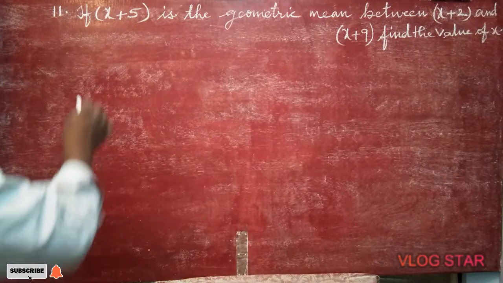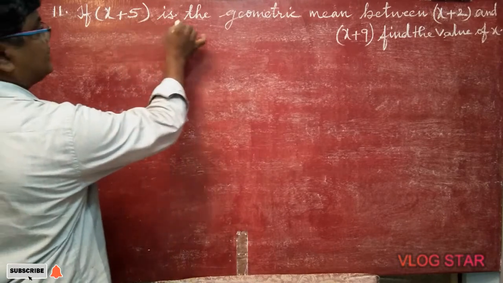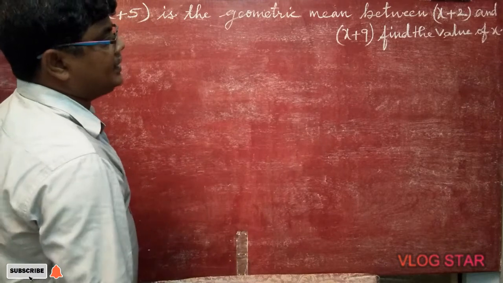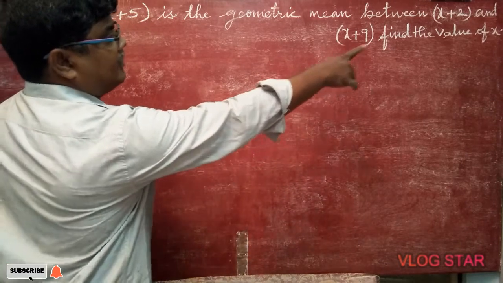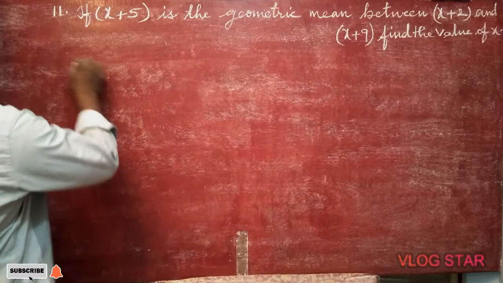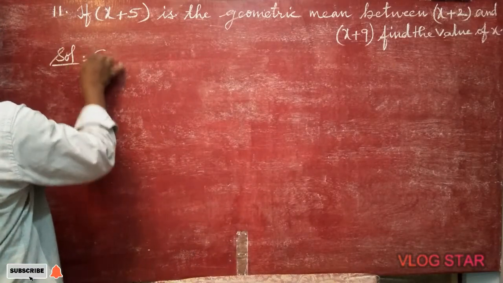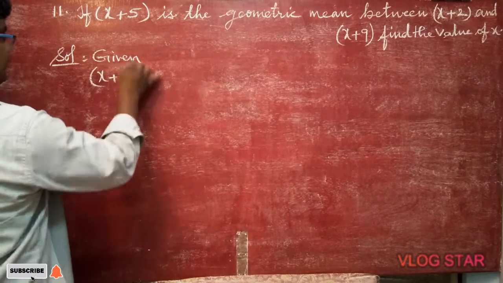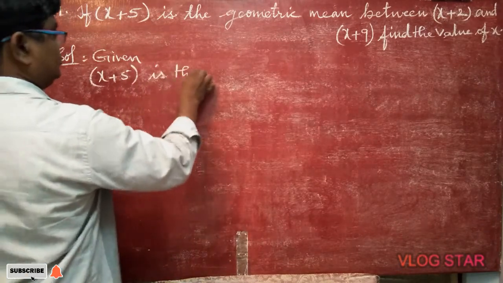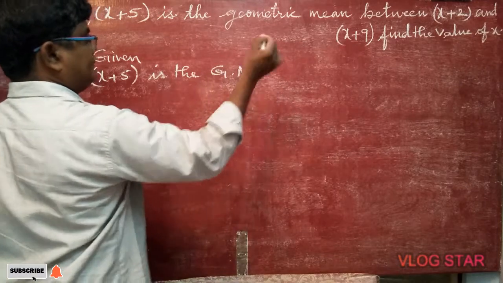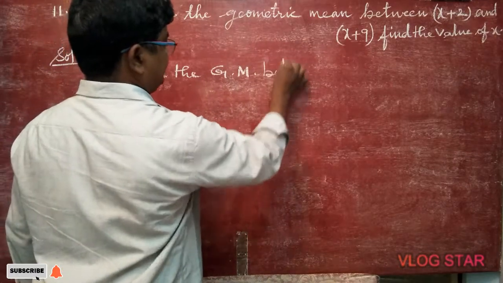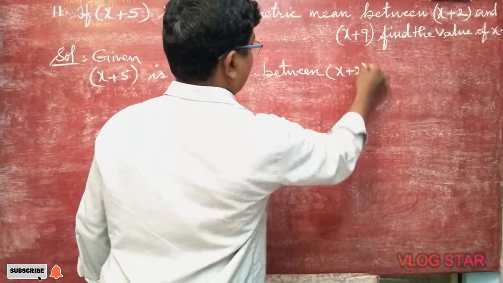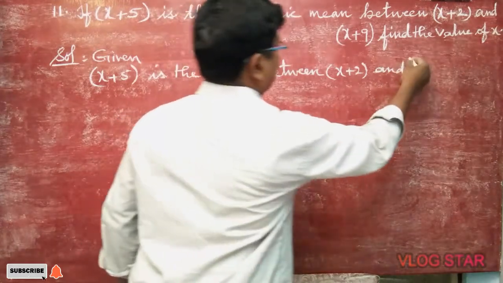11th problem. If x plus 5 is the geometric mean between x plus 2 and x plus 9, find the value of x. Solution: given x plus 5 is the geometric mean between x plus 2 and x plus 9.